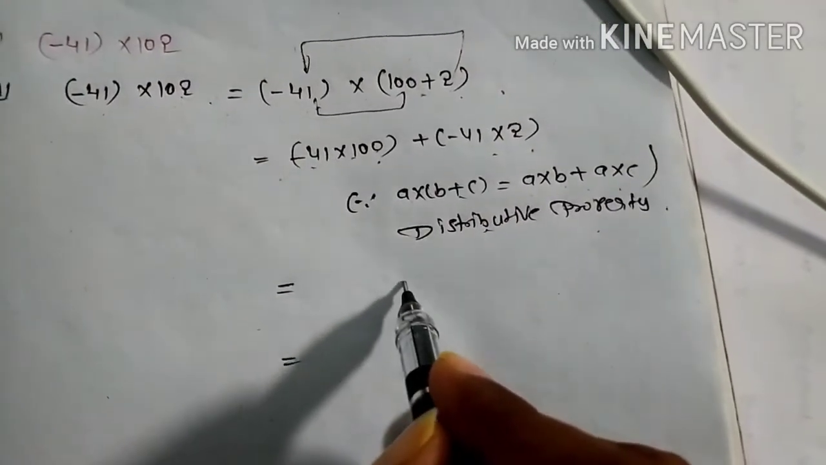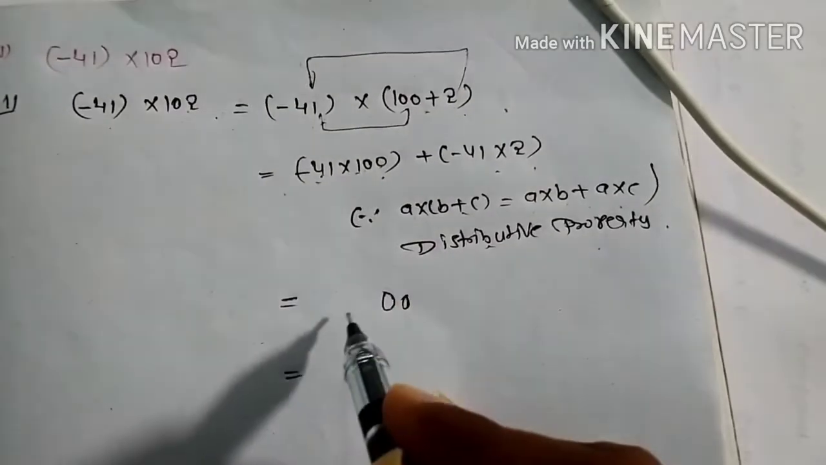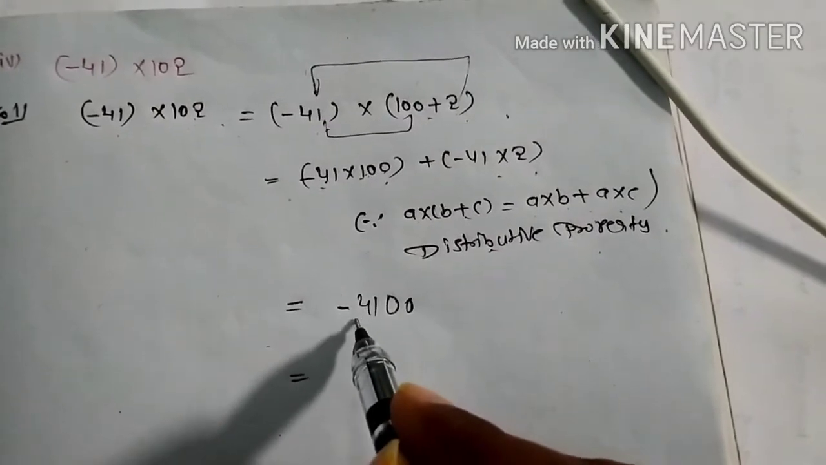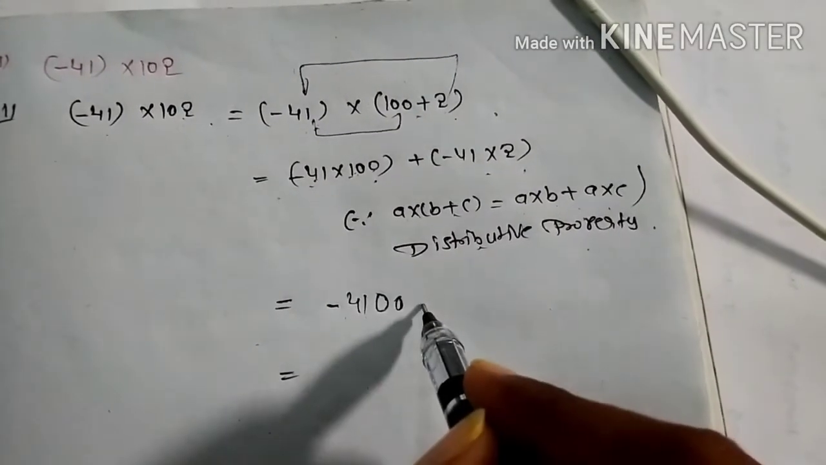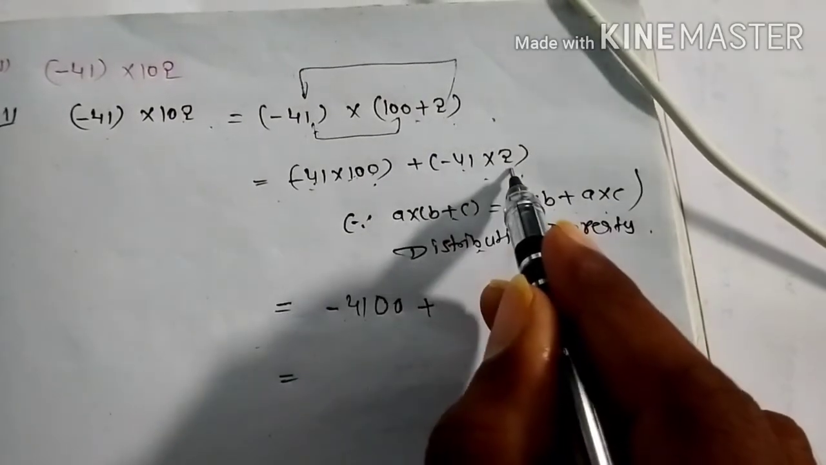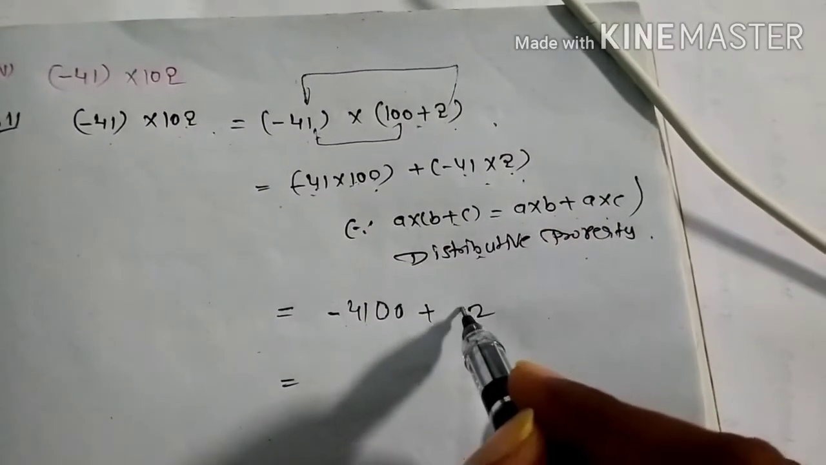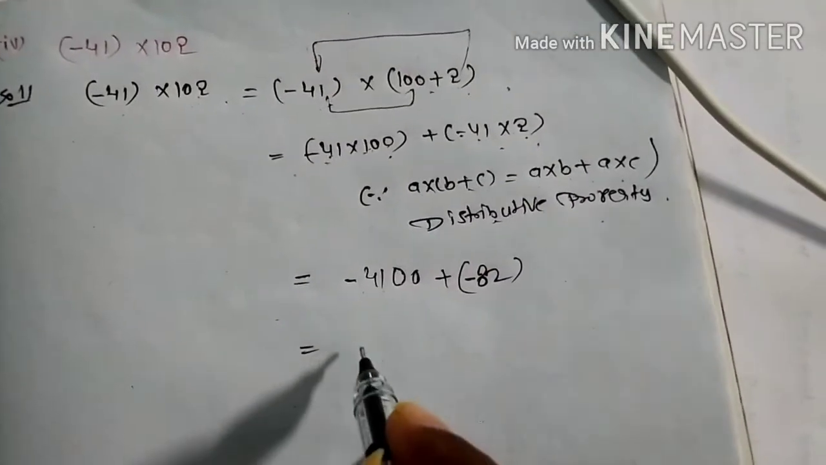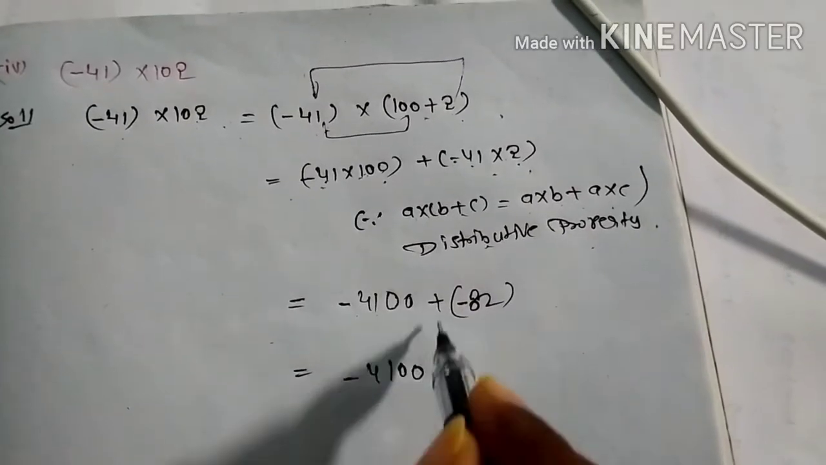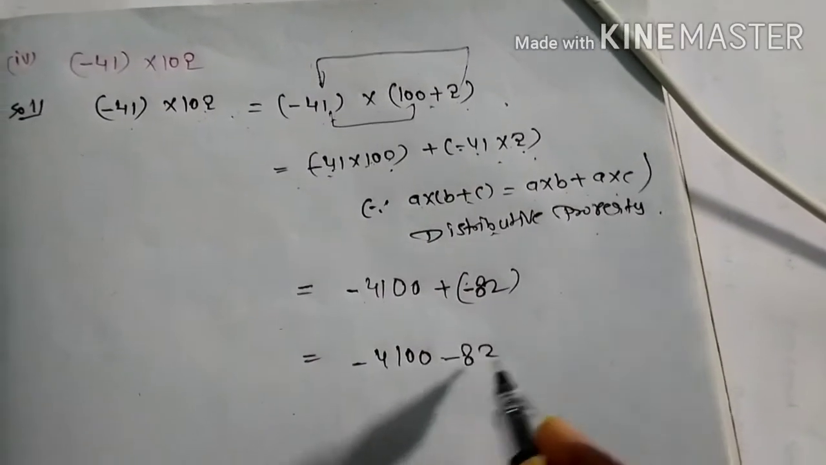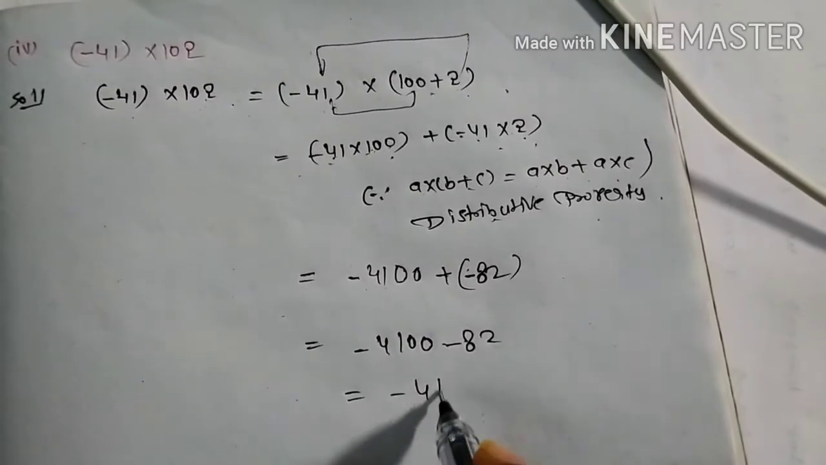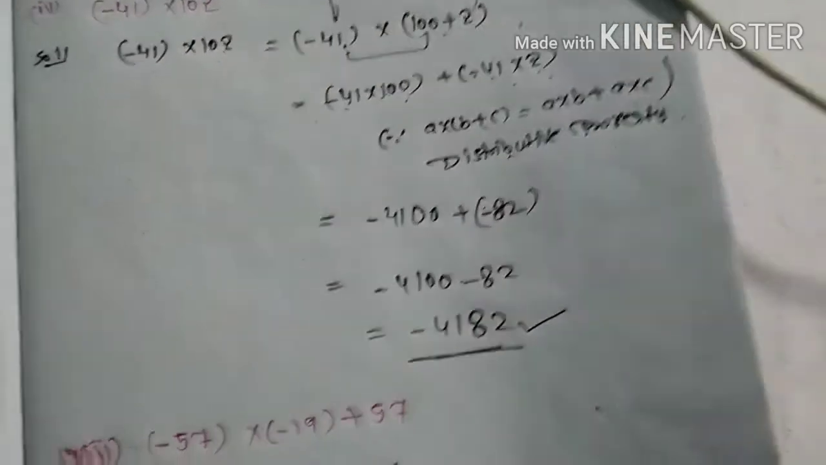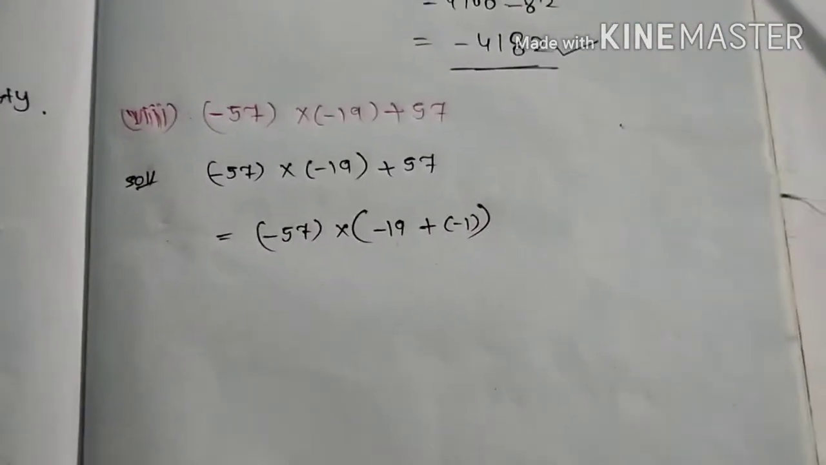Your minus 41 into 100, how much will you get? See, first you can write 2 zeros. 41 1s are how much? 41. Minus into plus is how much? Minus. That means your answer is minus 4100. Next you can write plus minus 41 into 2. 2 1s are 2, 2 4s are 8. But see here, minus into plus is how much? Minus only. Is it okay? That means minus 4100 plus, into minus, how much? Minus 82. That means your answer is minus 4182. Is it okay? Minus 4182.